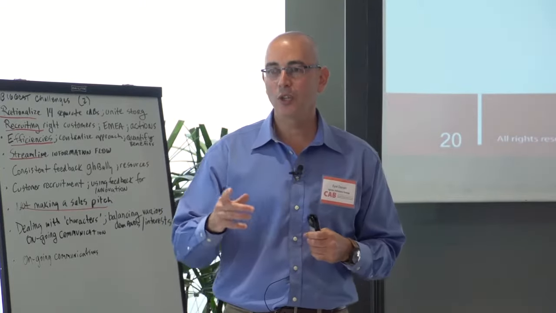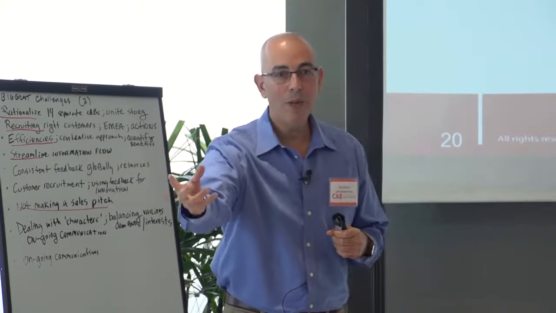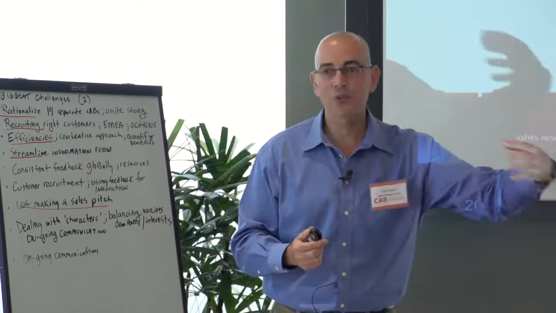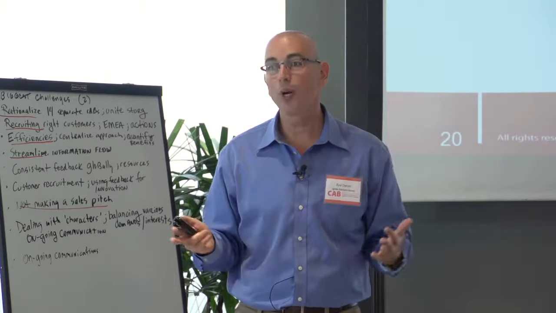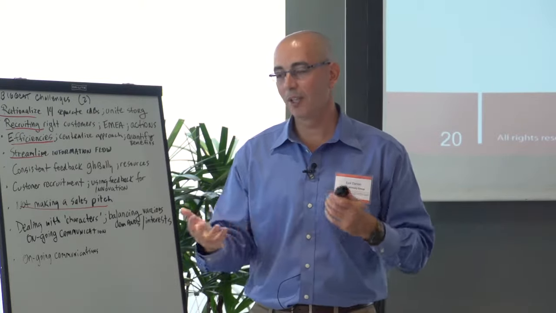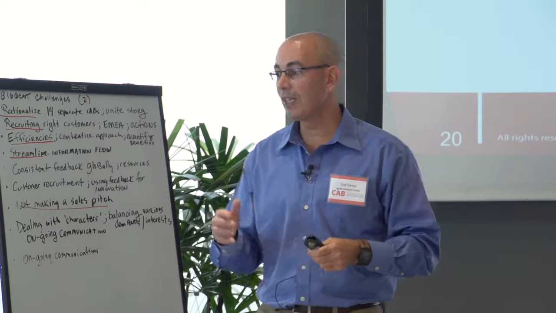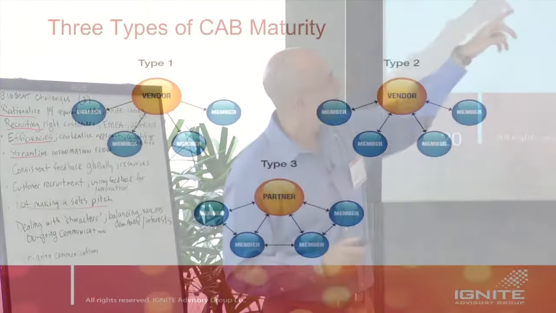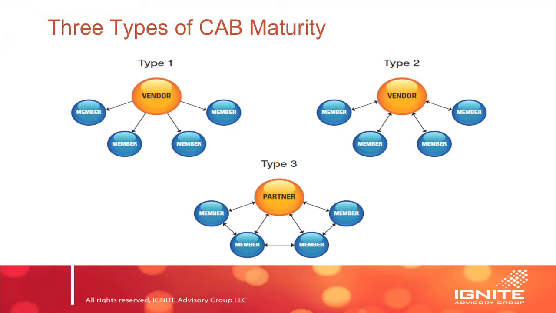And the interaction goes from the members to you as a representative of the company. From the members to you. Pretty much one way. Information sharing. A little bit of back and forth with individual members. That's type 1. Type 2 is a little bit better. As you can see in type 2, there's a lot more interaction. But again, the interaction is directed back at the vendor.